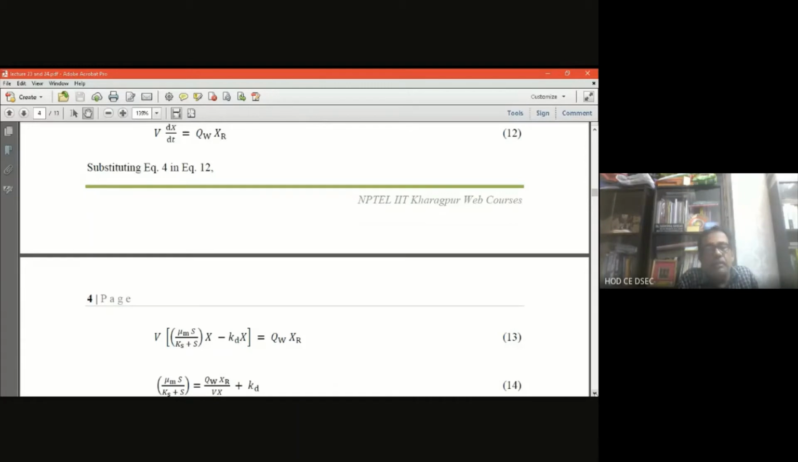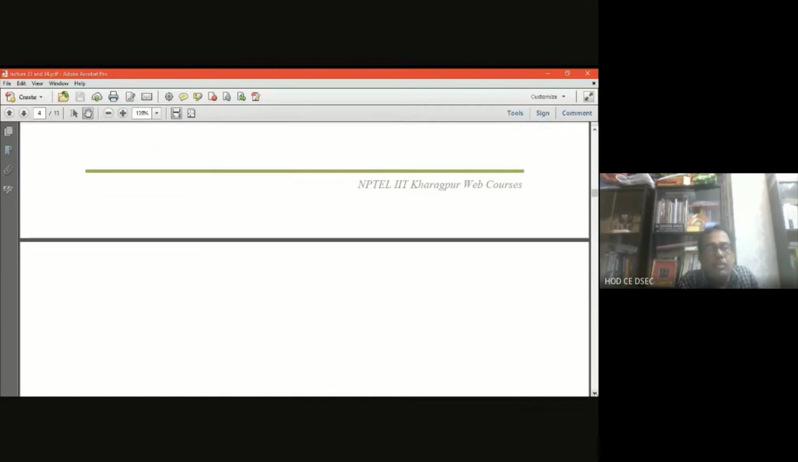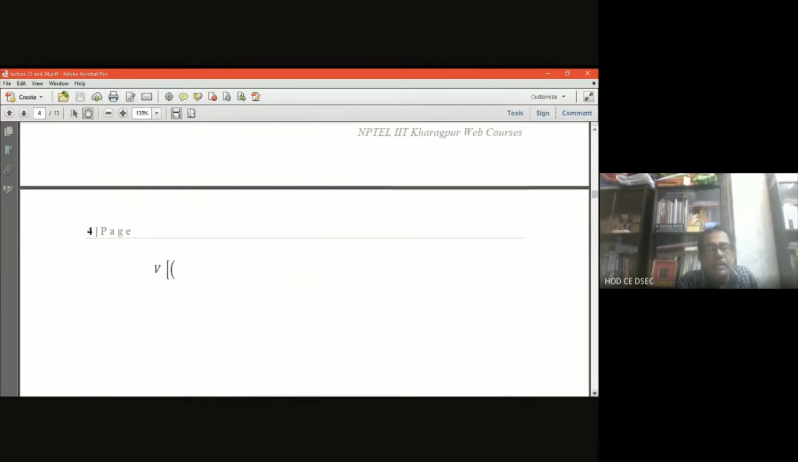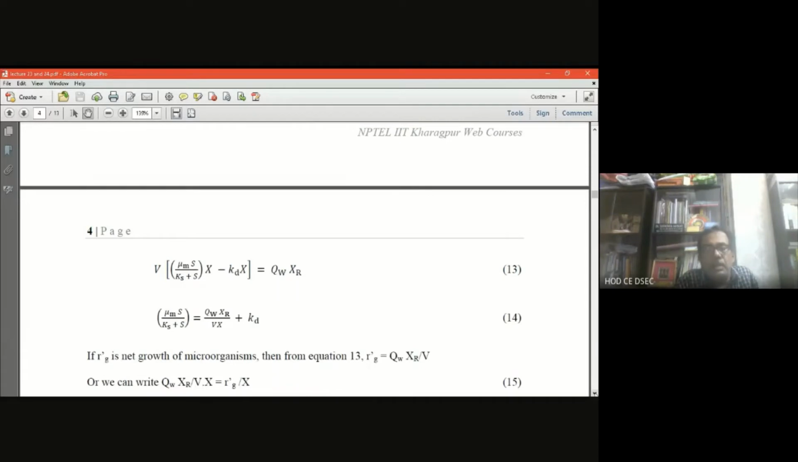So I am substituting this Monod equation in equation 12 and got equation 13 in terms of V, which can be further converted into equation 14, like QmS by (Ks plus S) equal to QwXr by VX plus Kd. Fine. If Rg is the net growth of organism, then from equation 13, Rg we can write QwXr by V.